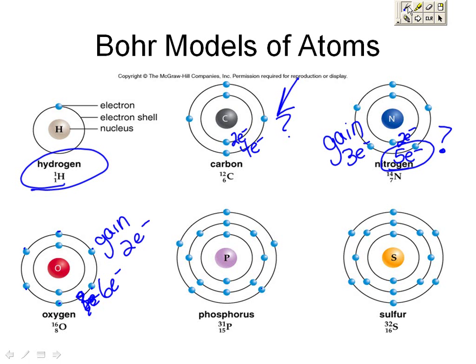Phosphorus. Phosphorus has 1, 2, 3, 4, 5 on the outer energy level. It is in the same position as nitrogen. It needs to gain 3. Sulfur. 1, 2, 3, 4, 5, 6. It's in the same position as oxygen. To be stable, it would need to gain 2 electrons.